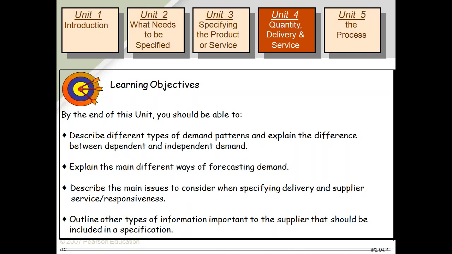Describe the many issues to consider when specifying delivery. So when we're looking at the delivery, what are the things we need to look at? Outline other types of information important to the supplier that should be included in the specs. So this is broadly what we will be covering in this chapter.